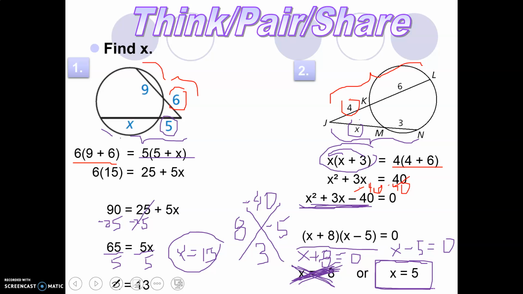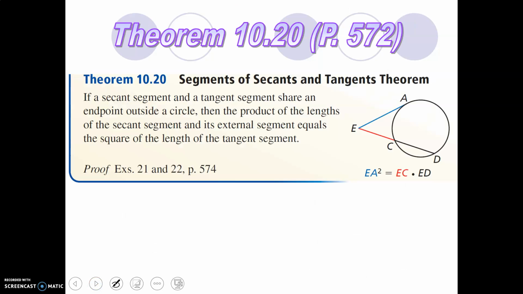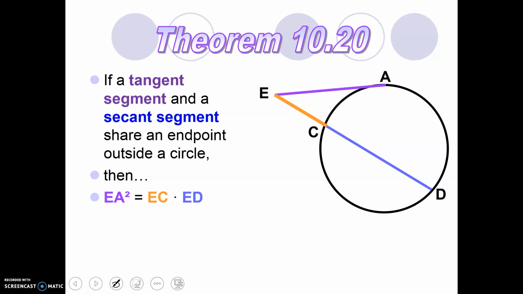All right, so we're going to speed up here because we need to get through one last theorem. And for this problem, we are going to use the segments of secants and tangents theorem. So you're going to notice on this problem that we have a tangent. We have a tangent segment right here.